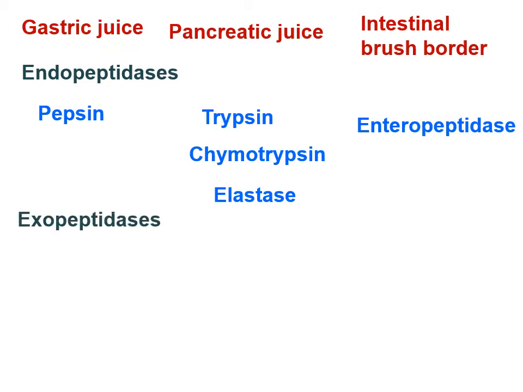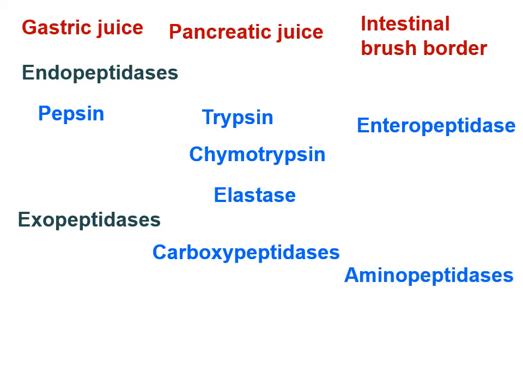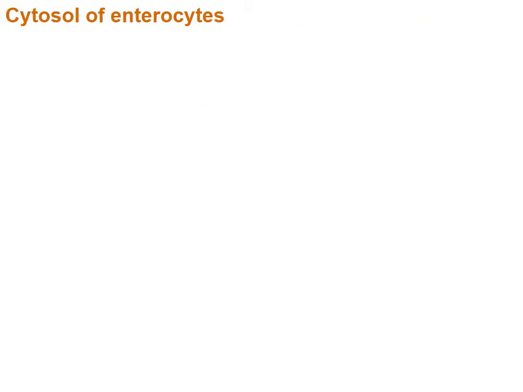The exopeptidase which are present in the GIT, in the pancreatic juice, you have carboxypeptidase which are of two types, carboxypeptidase A and carboxypeptidase B. And in the intestinal brush border, you have aminopeptidase, you have tripeptidase and some amount of dipeptidase. Now, in the cytosol of the enterocytes, you have some amount of tripeptidase and major amount of dipeptidase.